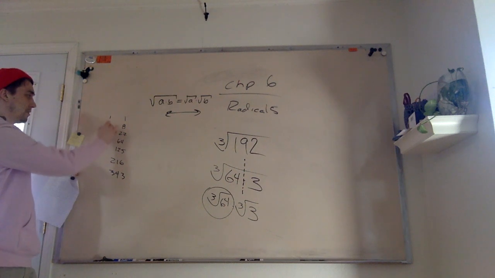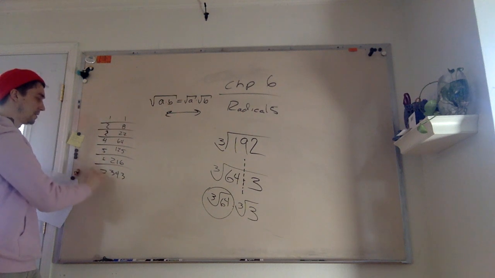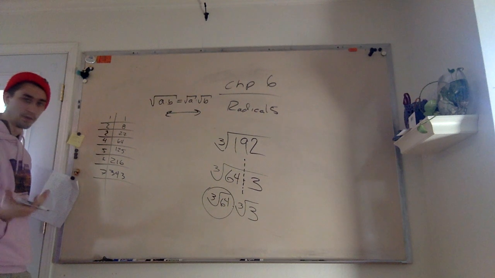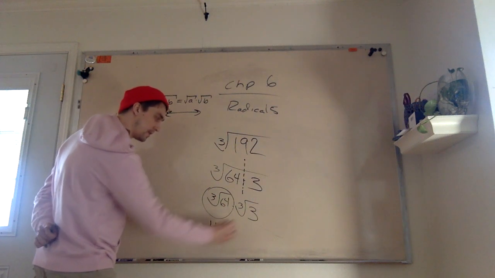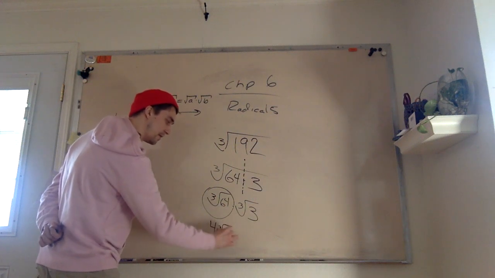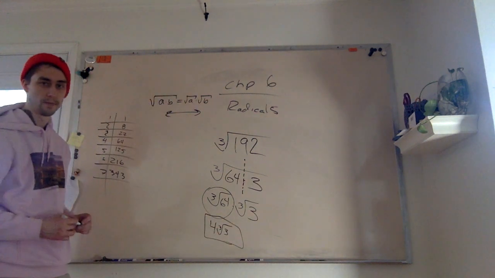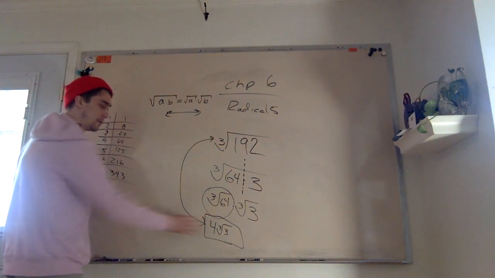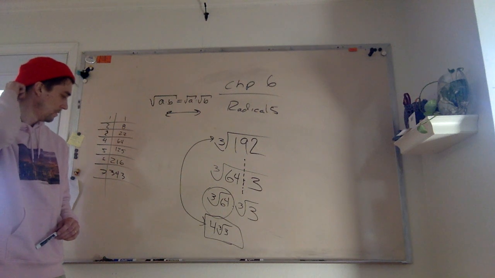This is 1, 2, 3, 4, 5, 6, 7. That's why it's nice to have this gridded out and listed so you can constantly reference it. The cube root of 64 is the number 4, and the cube root of 3 is the cube root of 3. So it's 4 multiplied by the cube root of 3. Again, same number as the cube root of 192, just simplified. Cool.